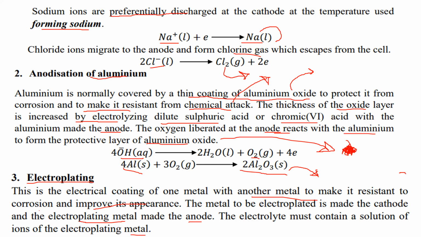However, this is just an elaborative part of electroplating, but what you should know here is that you need to know at least a minimum of 2 applications of electrolysis. So one of them is electroplating, and another one is going to be anodization of aluminium, and the other one will be formation of sodium from brine solution, or from concentrated sodium chloride, or from molten sodium chloride, either of the 3.